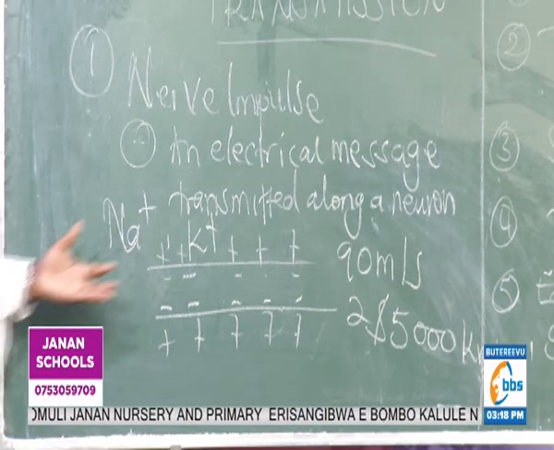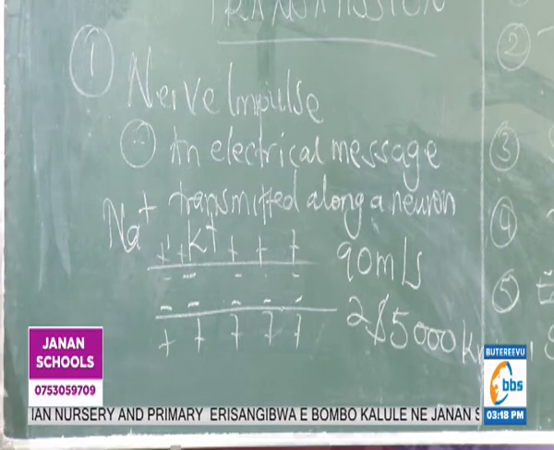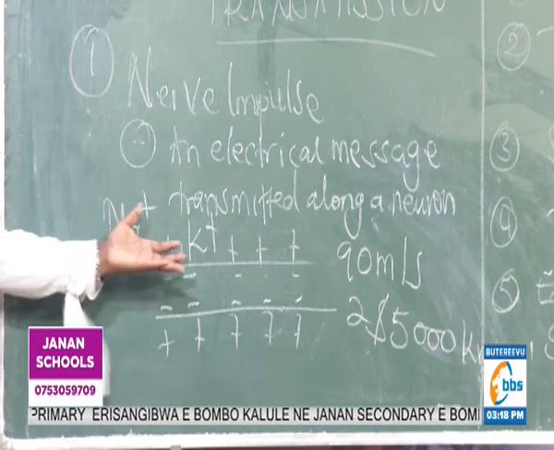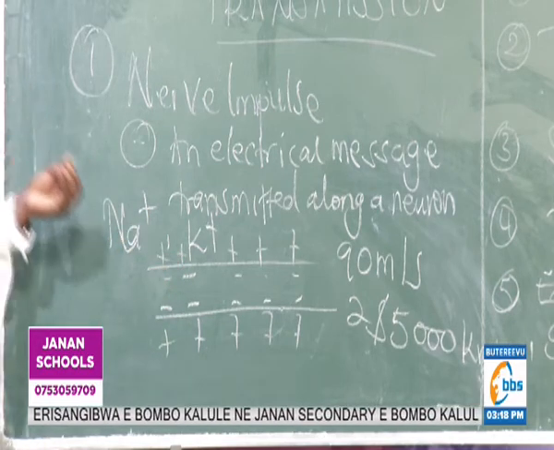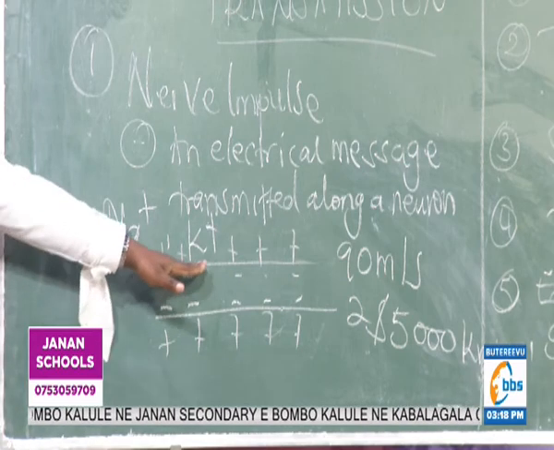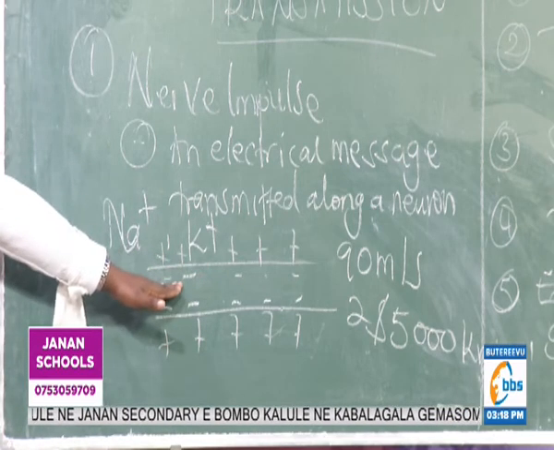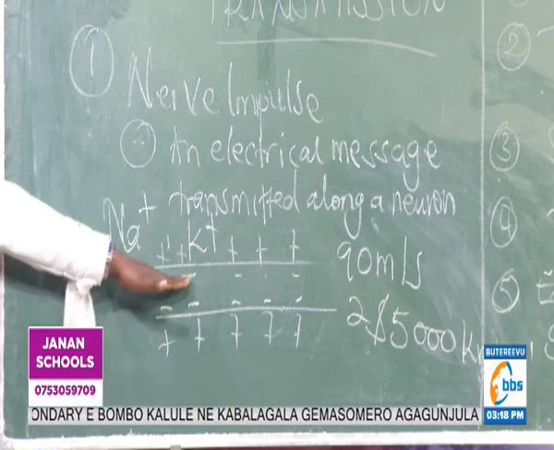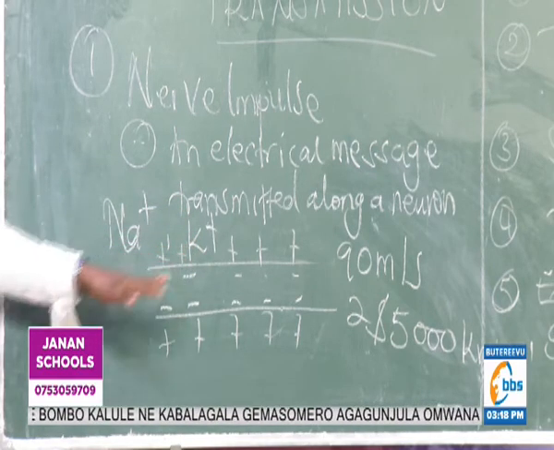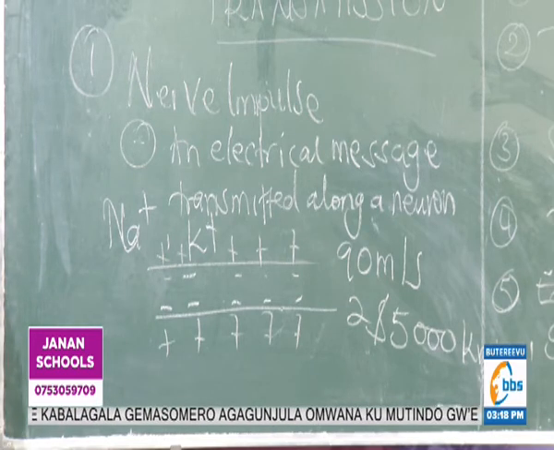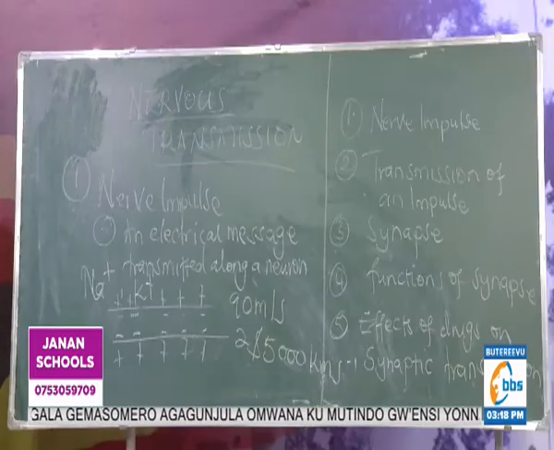However, this is when it is at rest. There's no impulse that is fired, and it is in this form. But for an impulse to be fired across this neuron, there's going to be a change in the charge here. The change will be in the positive and the negative charge inside and outside of the axon membrane. And this change is brought about by what you call environmental stimuli.